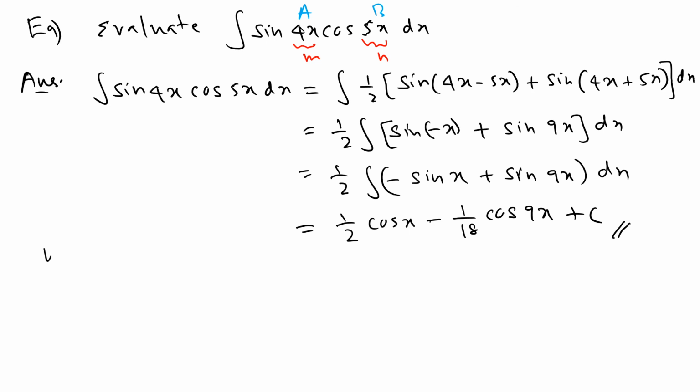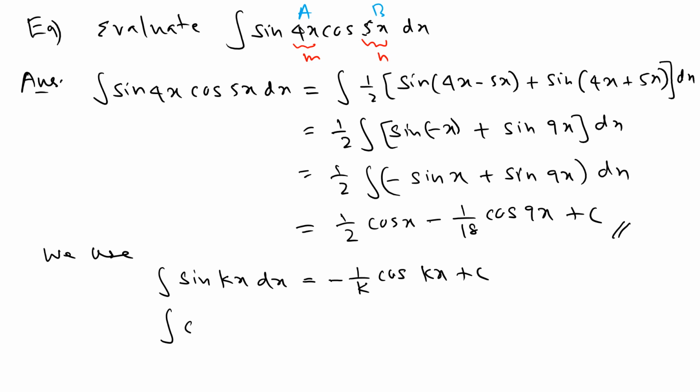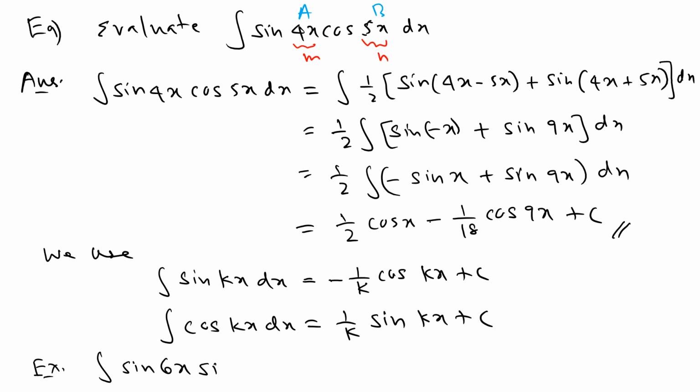So we use the standard formulas here. We know that the integral of sine kx dx equals negative 1/k cosine kx plus c, and the integral of cosine kx dx equals 1/k sine kx plus c. So this is the end of how to do trigonometric integrals. You can try this one: integrate sine 6x sine 4x dx. That's the end of trig integrals.